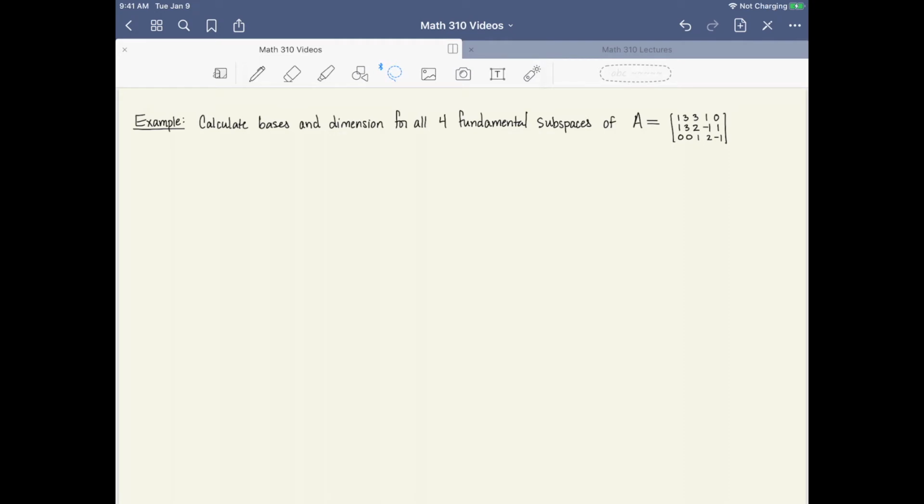In this video, we are going to take a single example and calculate the bases and dimension of all four fundamental subspaces: the row space, the column space, the null space, and the left null space.